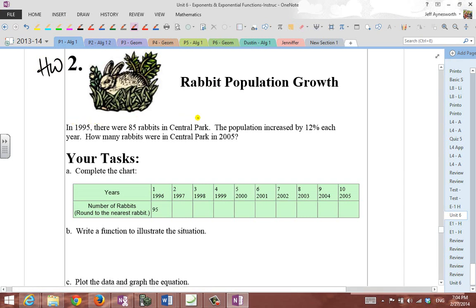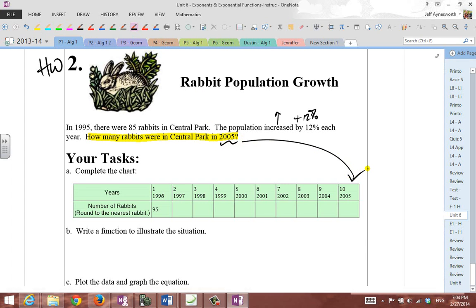In 1995, there were 85 rabbits in Central Park. That's in New York, or back east. All right, the population increased by 12%. So instead of the next year being only 85 rabbits, it was 85 rabbits plus 12%, or 112% of what it was the previous year. Question is, how many rabbits are in 2005? That's how many years later? Oh, it's probably 10 years later.